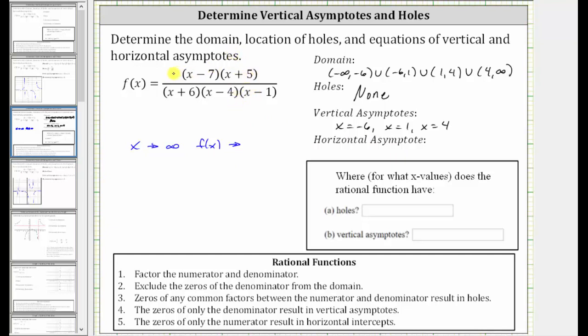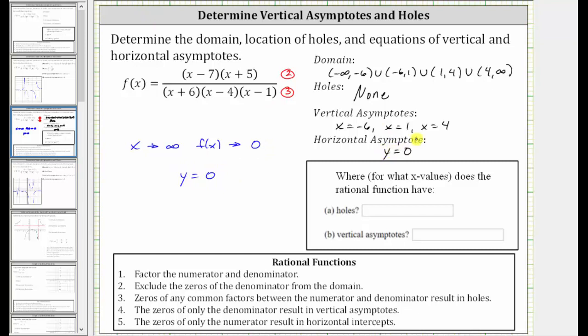Notice how if we were to multiply out the numerator, we'd have an x squared term, and therefore the numerator is degree 2. If we multiplied out the denominator, we'd have an x cubed term, and therefore the denominator is degree 3. So because the degree of the denominator is more than the degree of the numerator, as x approaches infinity, the denominator increases faster, and therefore the function values get smaller and smaller and approach 0. And since as x approaches infinity, f of x approaches 0, y equals 0 is the equation of the horizontal asymptote.